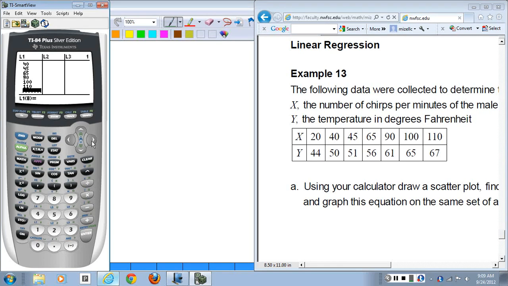Once you get to the 110 down there at the bottom, just press the right arrow, and it'll go to the second column, the L2 list, and type those y coordinates, 44. I can actually type it faster here.